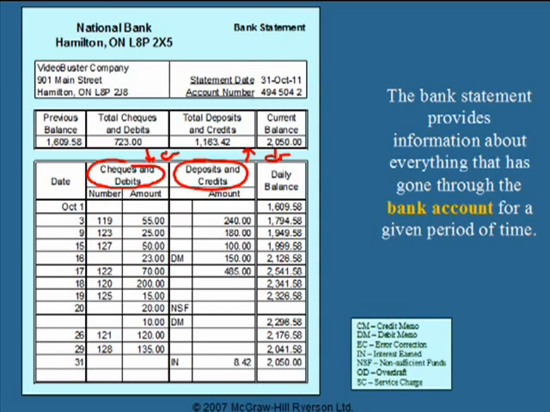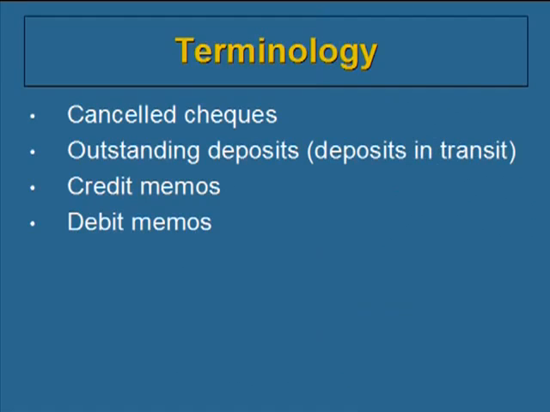The bank statement often has codes that explain transactions on the bank account. So we have a DM, an NSF, and an IN. Somewhere on the bank statement, you'll see a legend that explains what the codes mean. So over here, you'll see that DM stands for debit memo, NSF stands for non-sufficient funds, and IN stands for interest earned. In order to complete a bank reconciliation, it's important to become familiar with some banking terminology.